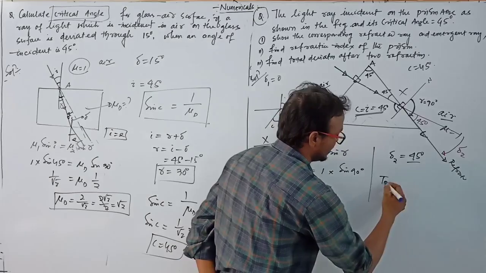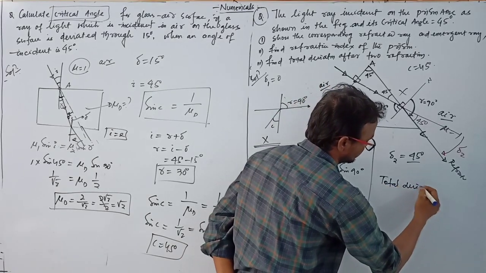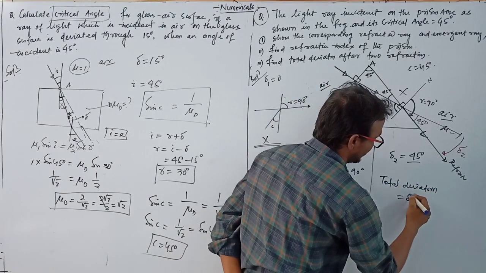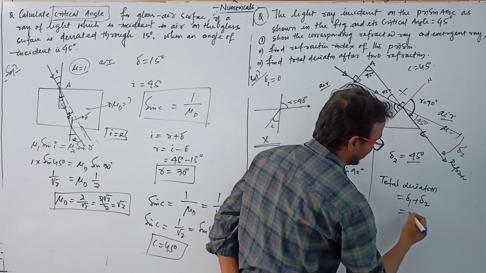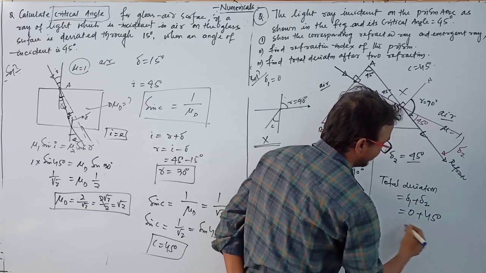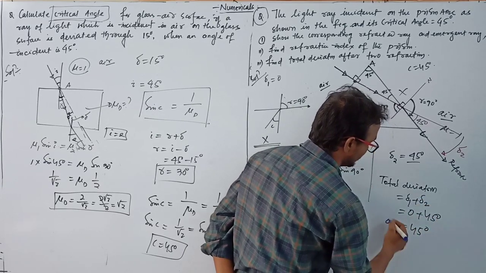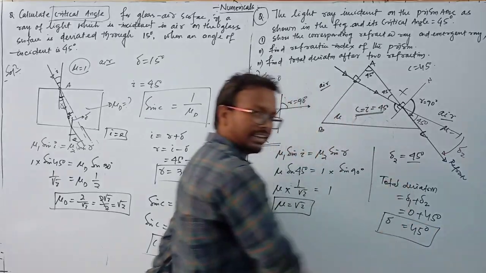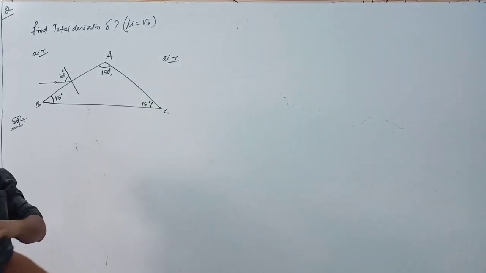So total deviation is equal to delta 1 plus delta 2, 0 plus 45 degree. So total deviation is equal to 45 degree. So now let's start another question.